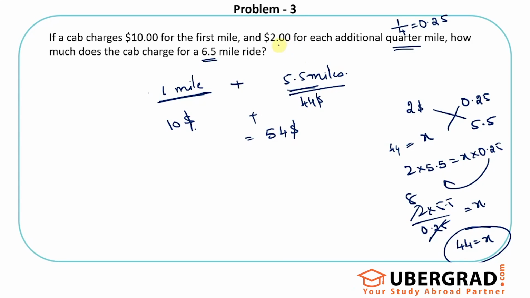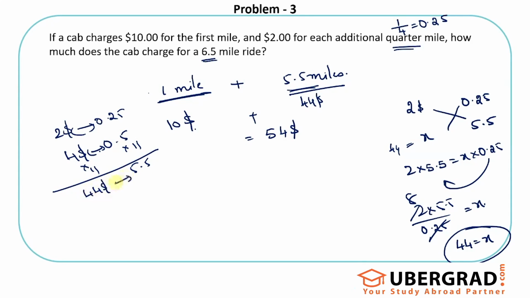Otherwise you can also take it like this. $2 is what I have to pay for 0.25. For half a mile we will pay $4. Right, for 5.5 miles it is 11 times. 0.5 into 11 is 5.5. Similarly, just have to do the same, $44. Right, multiple ways to look at it.